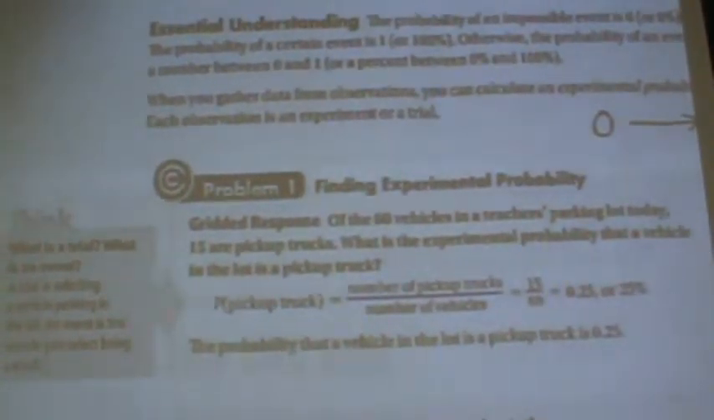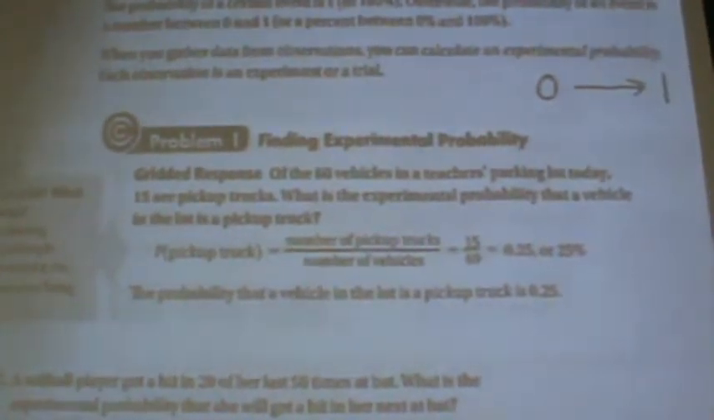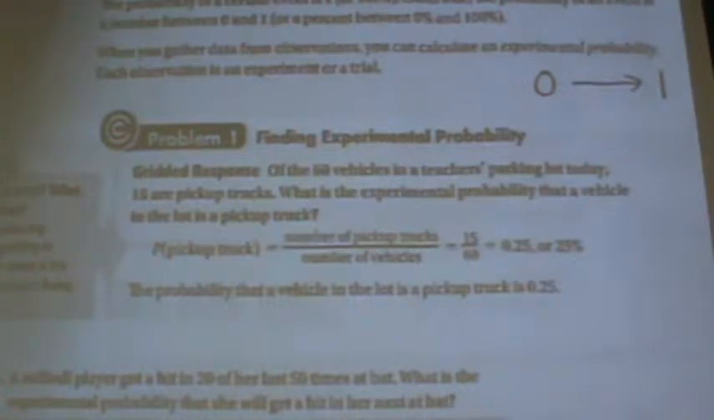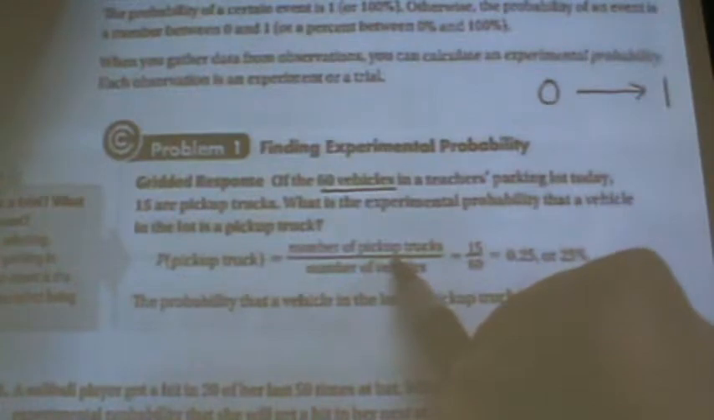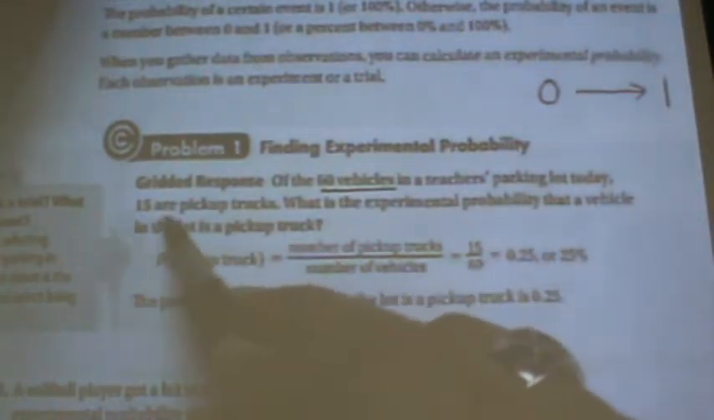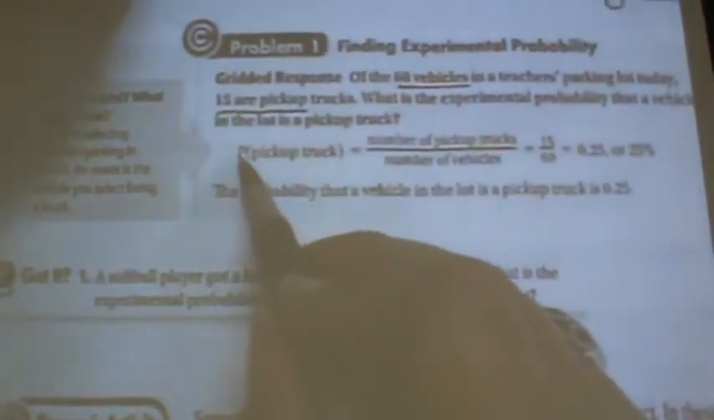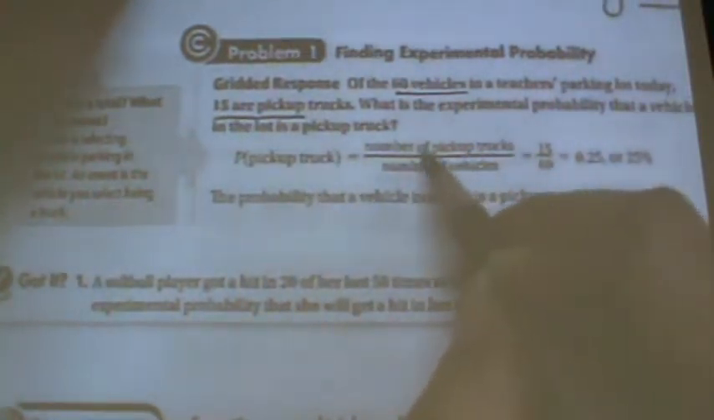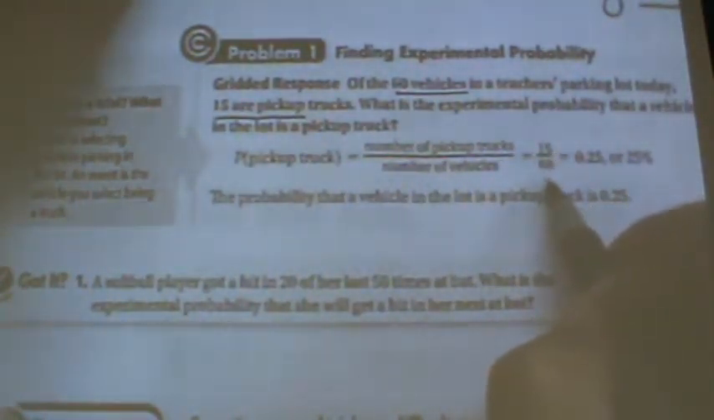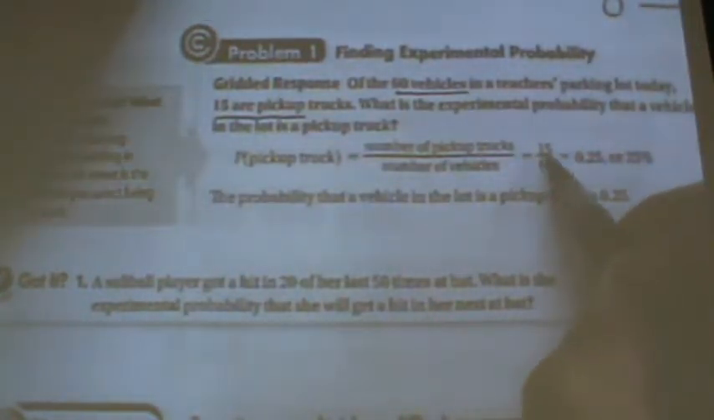So, what is an experimental probability? You're basing it on observations, an experiment. For example, here's a good problem. There's 60 vehicles in the teacher's parking lot. Out of those 60, so 60 is the bottom number, the denominator, it was observed that there were a total of 15 pickup trucks. If we ask P of pickup truck, that means what's the probability that you select a vehicle in the teacher's parking lot and it's a pickup truck? You take the number of pickup trucks in the lot divided by the total number, and that's the probability. So you have a fraction, 15 over 60.